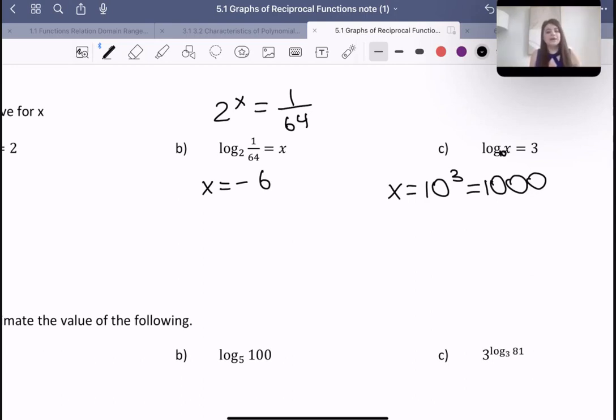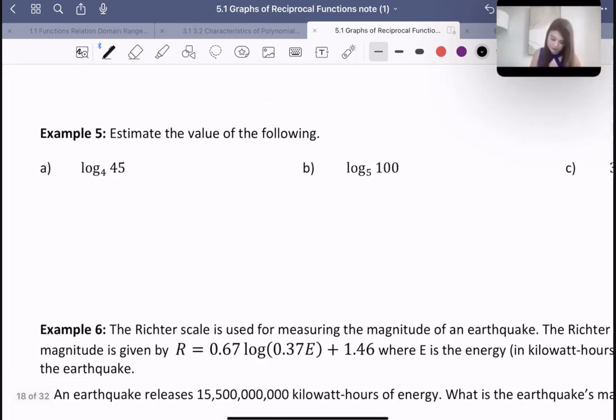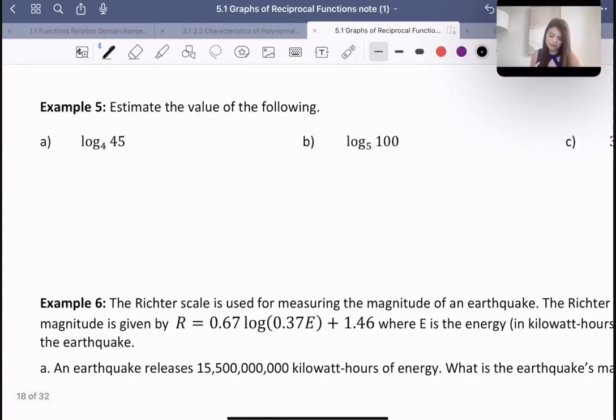Okay, this one says to estimate the value of the following. So I'm going to talk about how we're going to do that. For this one, it says log base 4 of 45. The reason they're saying to estimate the value is because there's not actually going to be a whole number value for this. Like 4 to the power of 2 is 16, and 4 to the power of 3 is 64. So it's going to be something between 2 and 3, but it's not going to be an easy whole number solution.